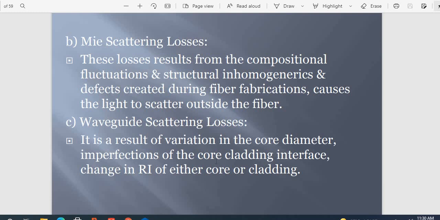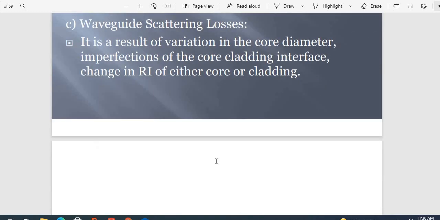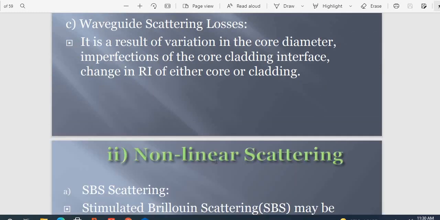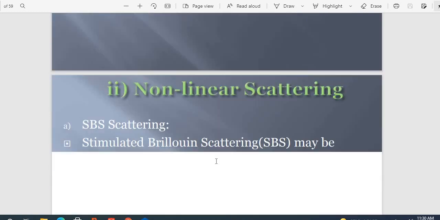Whereas waveguide scattering results from variation in the core diameter, imperfections of the core-cladding interface, and change in refractive index of either core or cladding. So maybe the core is different or the cladding is different. When light goes from core to cladding, it may result in waveguide scattering. Waveguide scattering completely depends upon the refractive index changes of either core or cladding. This is about the linear scattering, students.